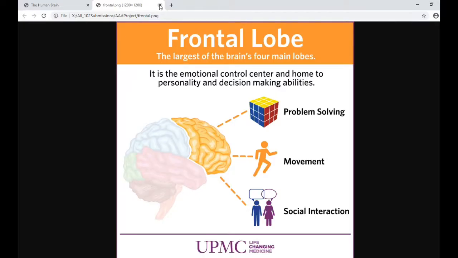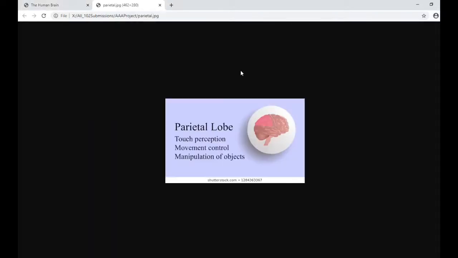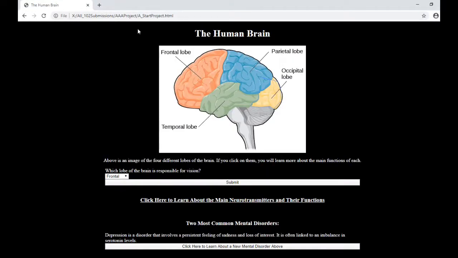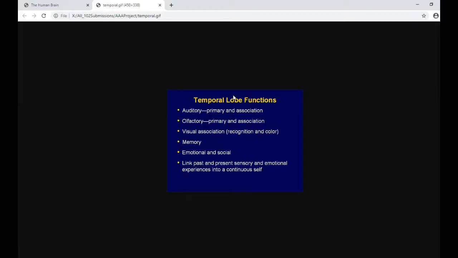And the parietal lobe is involved with touch perception, movement control, and manipulation of objects. The occipital lobe is involved with the processing of vision and visual information. And then finally, the temporal lobe is involved with auditory, olfactory senses, visual association, memory, and emotional and social bonds.